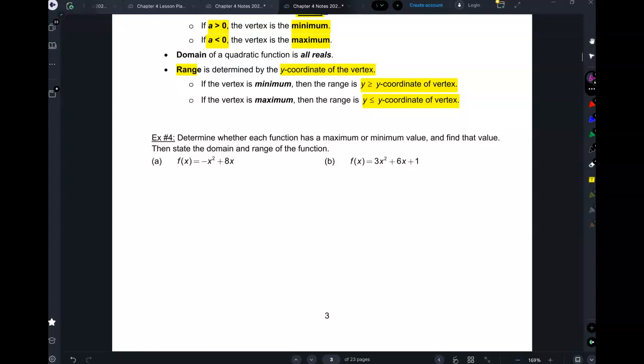Okay, so what do you think for this first one? Do you think it has a minimum or do you think it has a maximum for this one? Minimum.